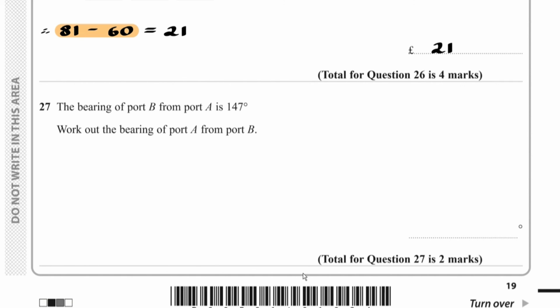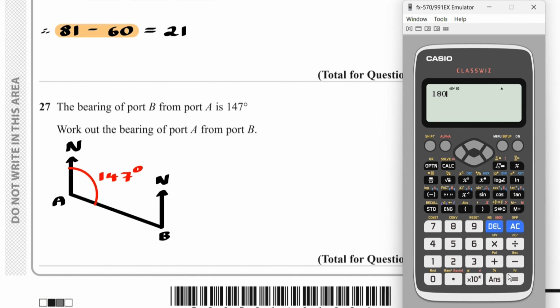Question number 27. The bearing of port B from port A is 147 degrees. Work out the bearing of port A from port B. So we've got A and B shown here. The bearing of port B from port A is 147. So that's this angle here, which means this angle here will be 180 subtract 147, which is 33. So this angle is 33.